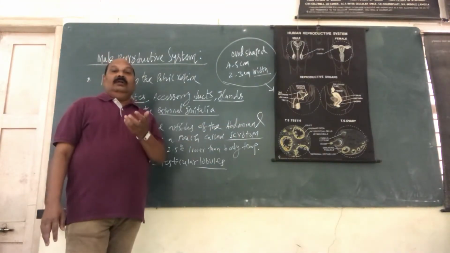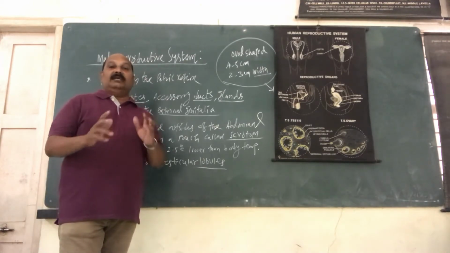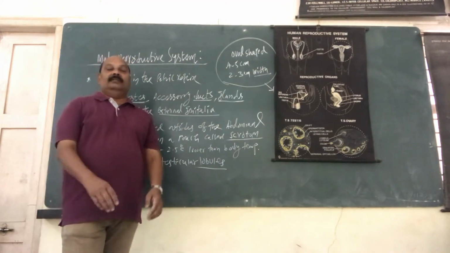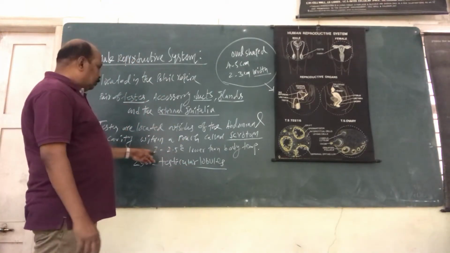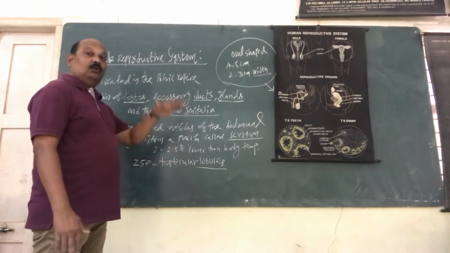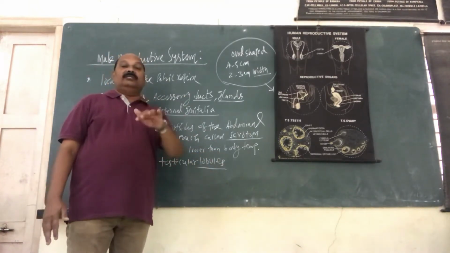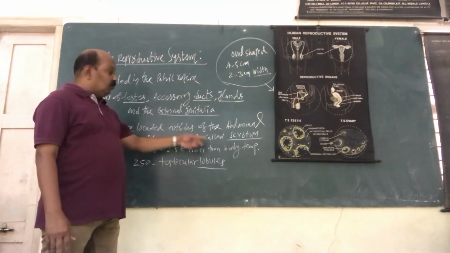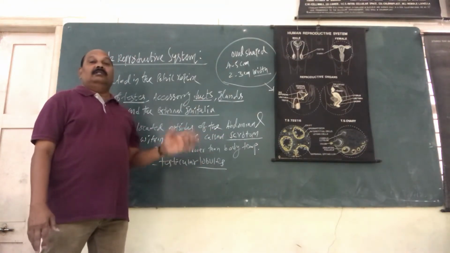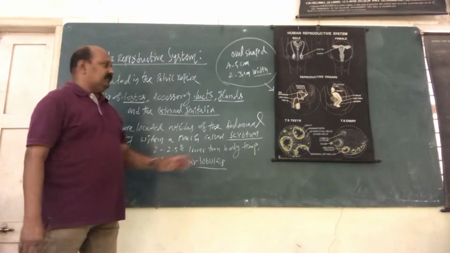You know, there is a question. Why is the whole system kept outside of the abdominal cavity? The question is very simple. In order to maintain a temperature 2 to 2.5 degrees centigrade lower than the body temperature. That means the scrotum temperature is less than the body temperature. In order to maintain this, the whole system is outside of the abdominal body cavity.